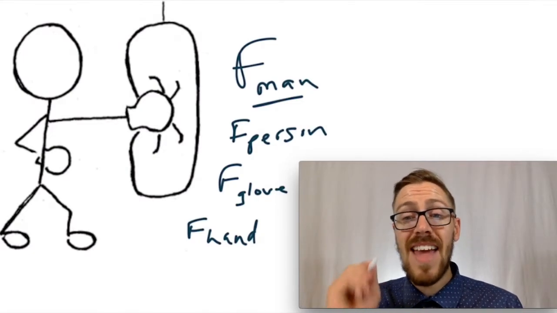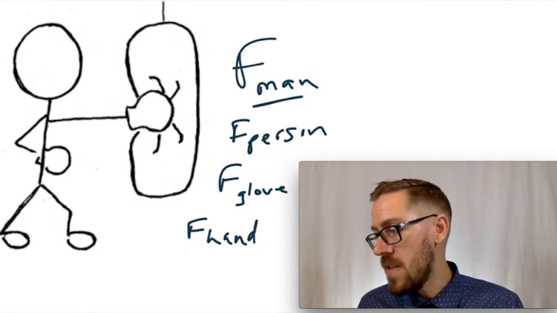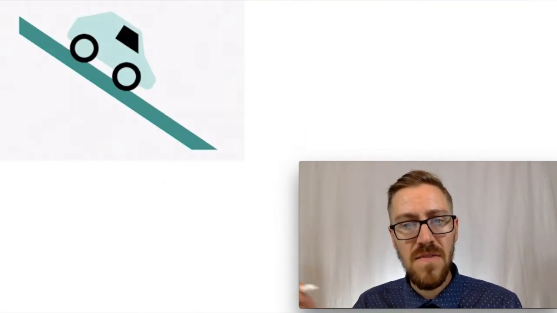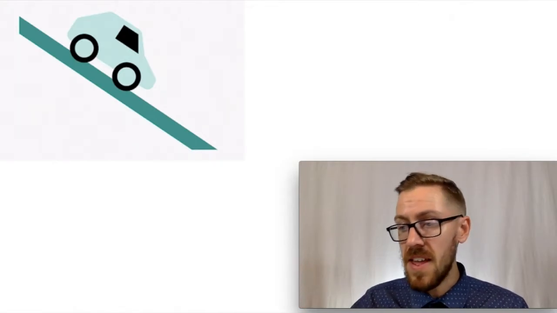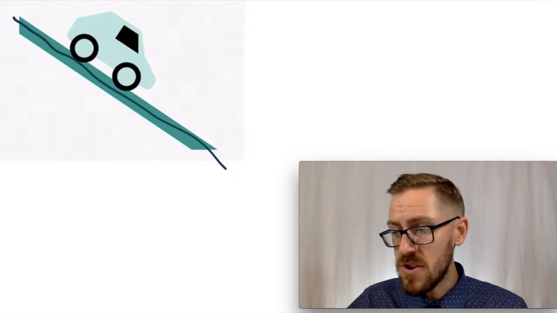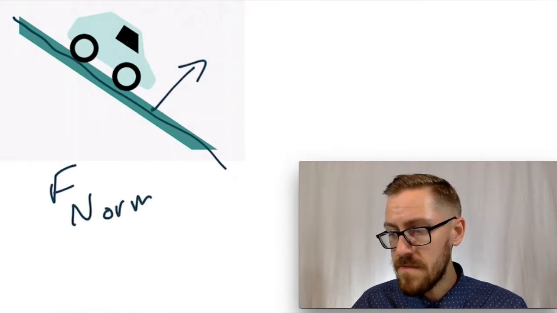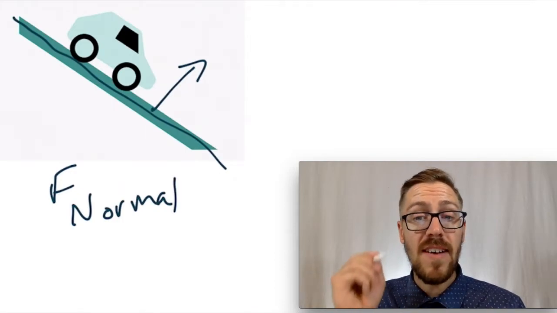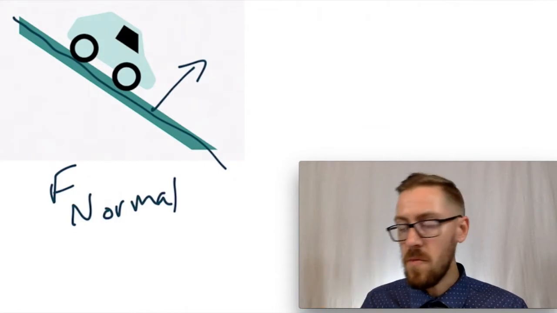Now there are specific categories of forces where the same kind of thing is happening in all of them. So for example, this is a car on a ramp. This is what we would call the normal force. This car is sitting on a surface right here, and since that surface is pushing up, that would be F normal. Anytime you have a surface that's pushing, we call that F normal.